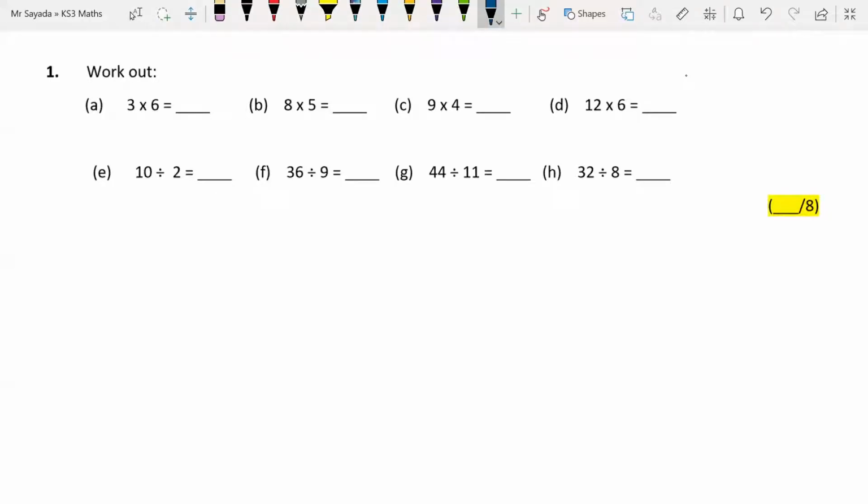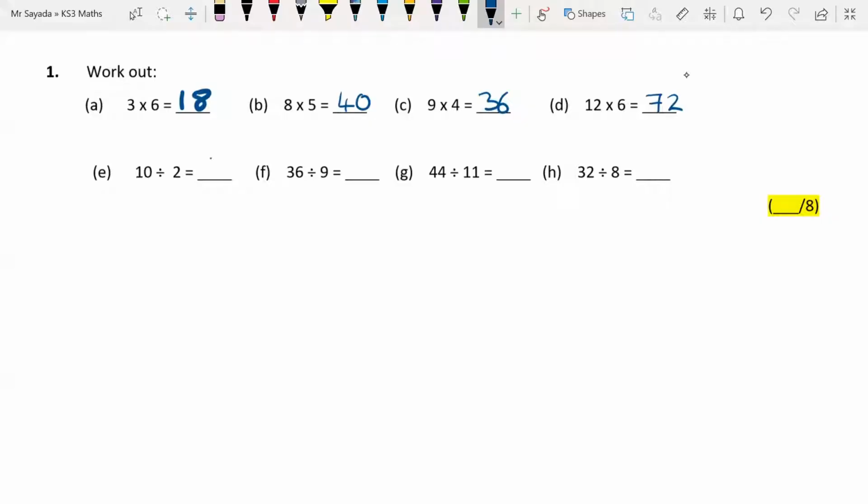Please now mark your work. 3 times 6 is 18. 8 times 5 is 40. 9 times 4 is 36. 12 times 6 is 72.